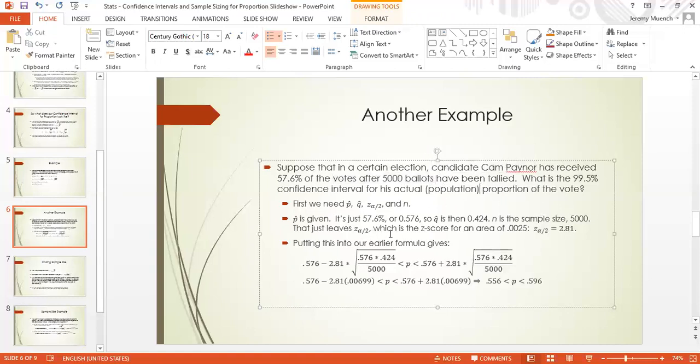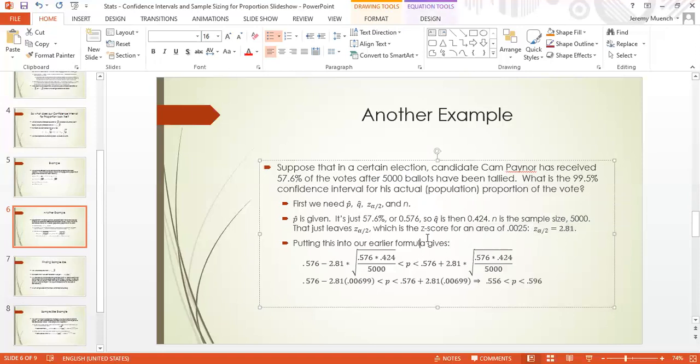And z sub alpha over 2, that is the z-score for a confidence interval that needs to be 99.5% of all data. So that means that on either side of the confidence interval is an area of 0.0025 in the normal distribution. So we are looking for the z-score corresponding to an area of 0.0025, which in the table we would find is negative 2.81. As always, we use the positive value instead of the negative.